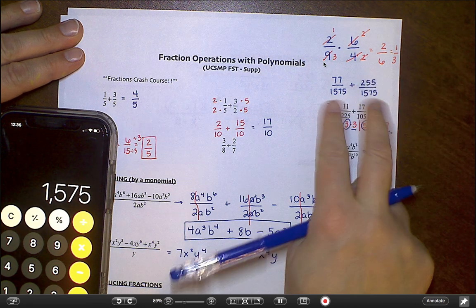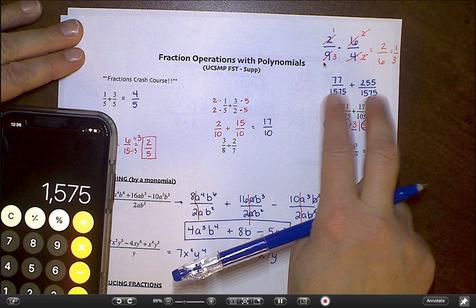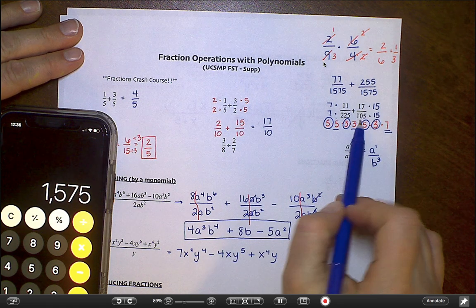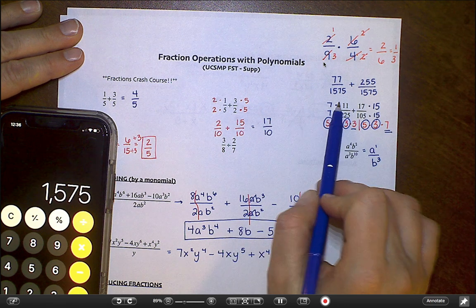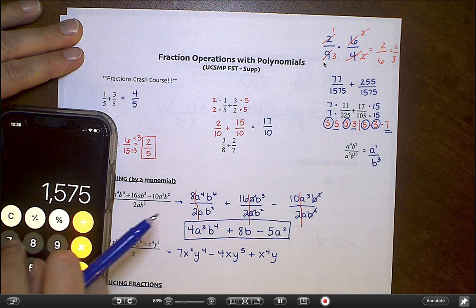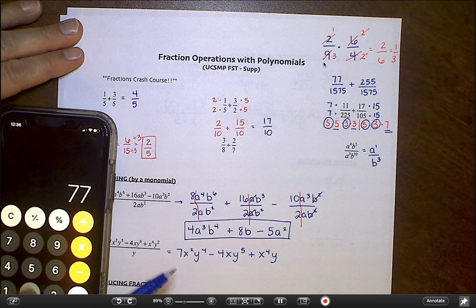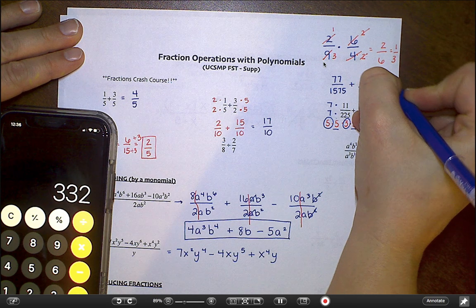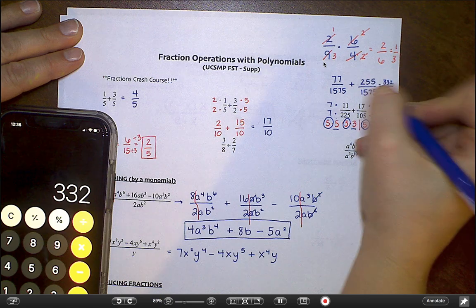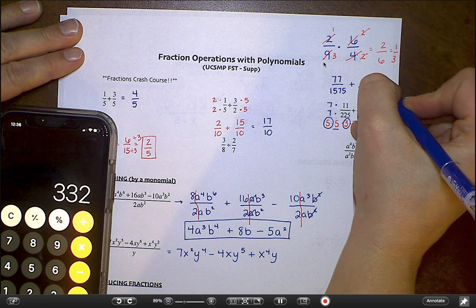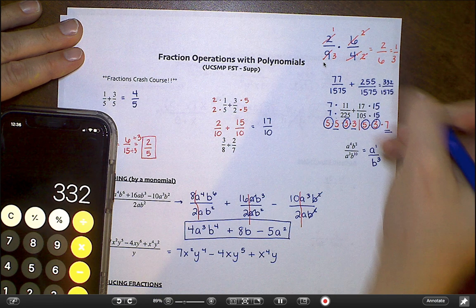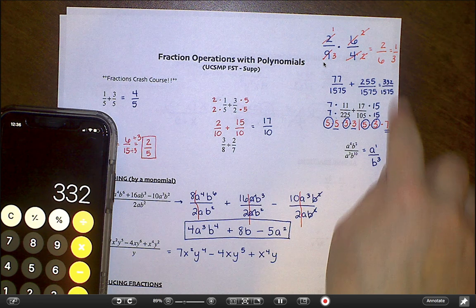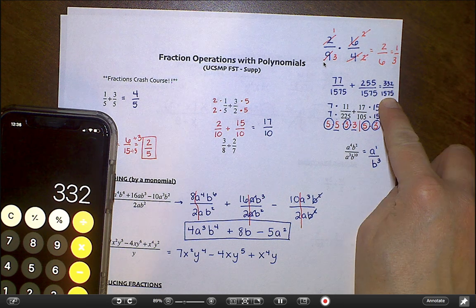Okay, and so I ended up with my common denominator that is smaller than what I would have gotten if I would have just multiplied 225 and 105. So now really all I need to do is 77 plus the 255, and I end up with 332. But the beauty of this is if I did truly find my least common denominator here, I shouldn't have to do any reducing here at the end.